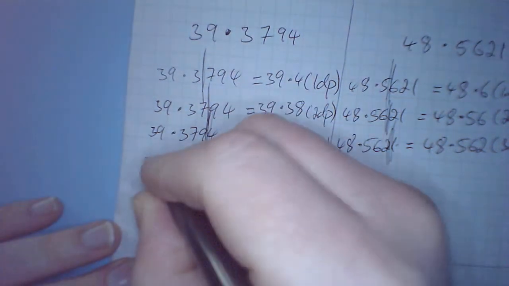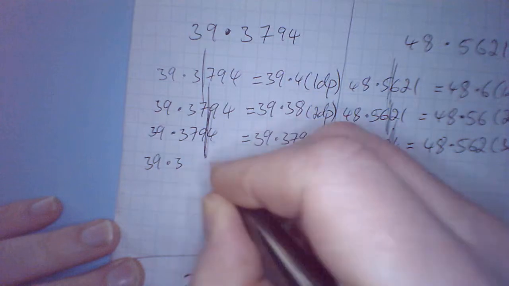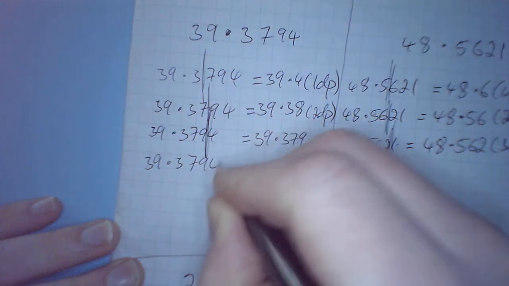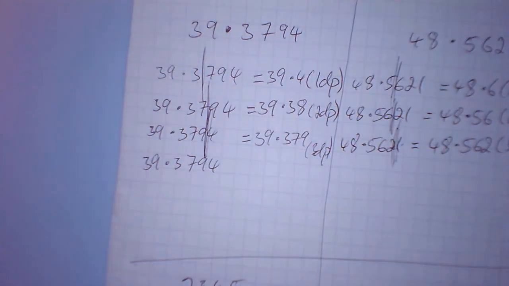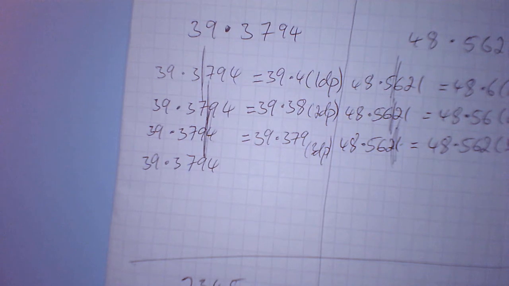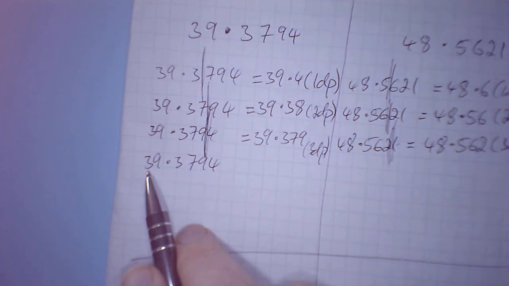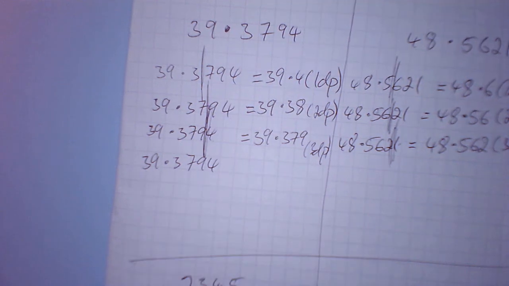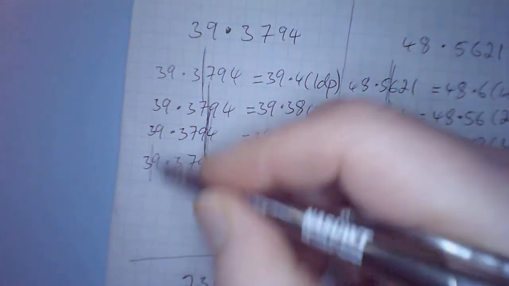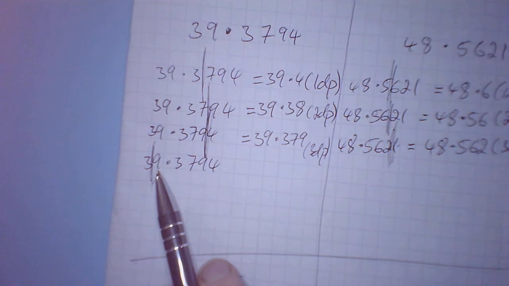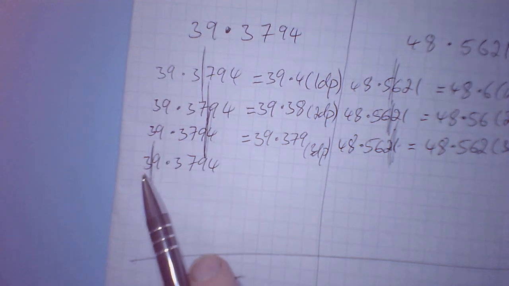So if I wanted to round 39.3794 to one significant figure, the first significant figure here is this 3, which is representing 3 tens. To one significant figure, I draw my barrier there. Because this is a 9 to the right of the barrier, it means that I take the 3 up.